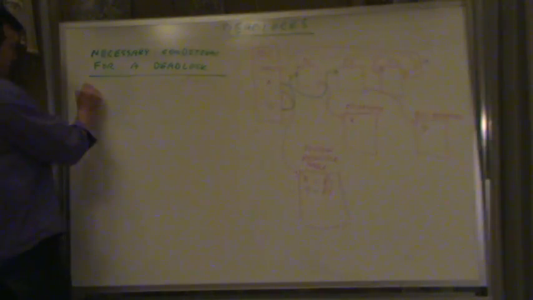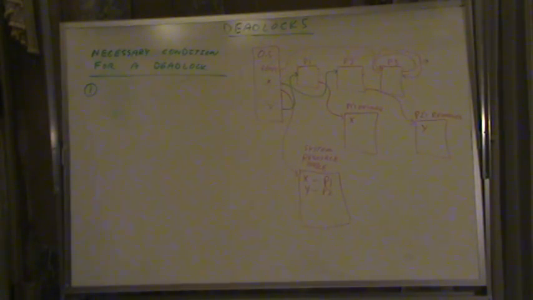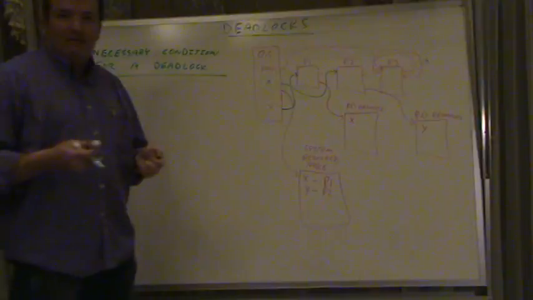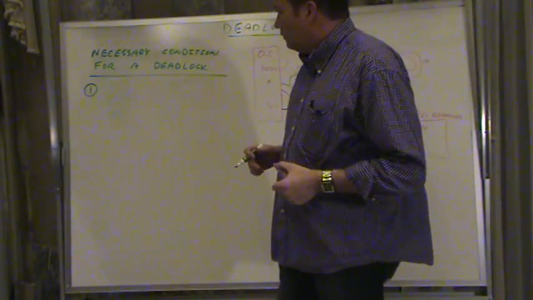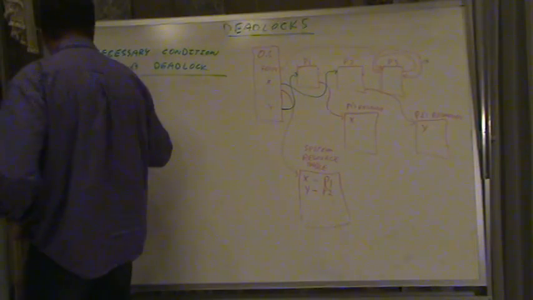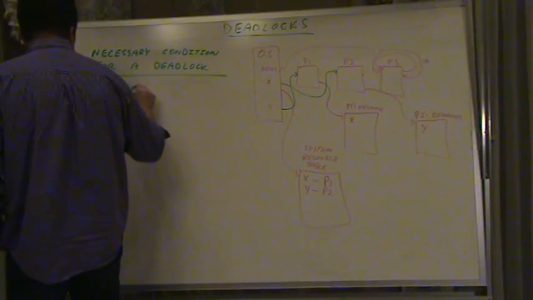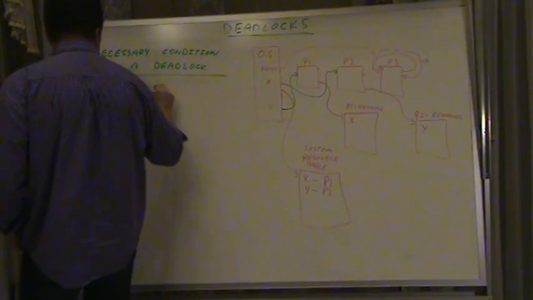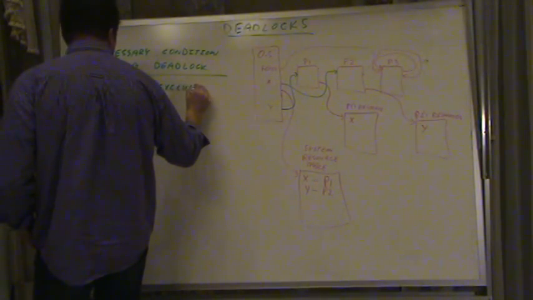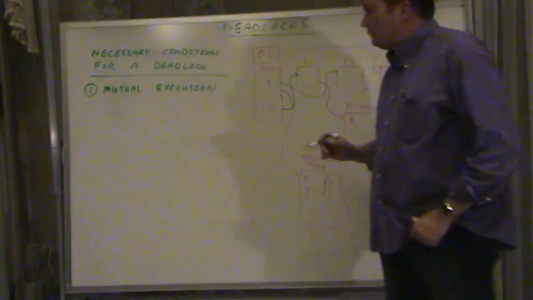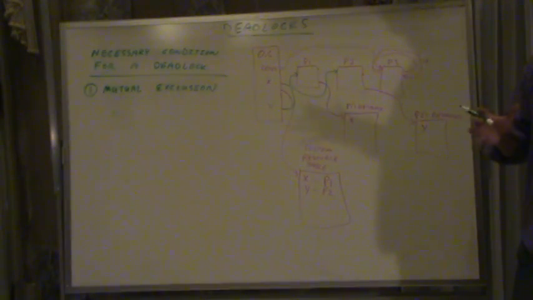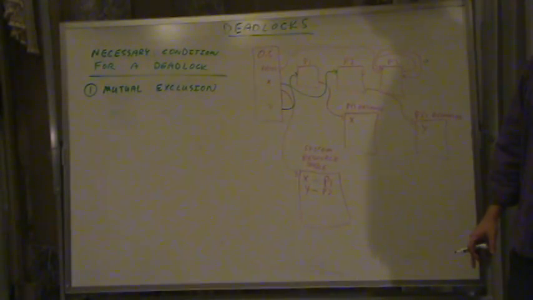Well, our operating system would have to first of all have the concept of grabbing a resource and therefore blocking other processes from having that resource. So we'll call that condition mutual exclusion. That means each process has the ability to exclude another one. They can mutually exclude each other.